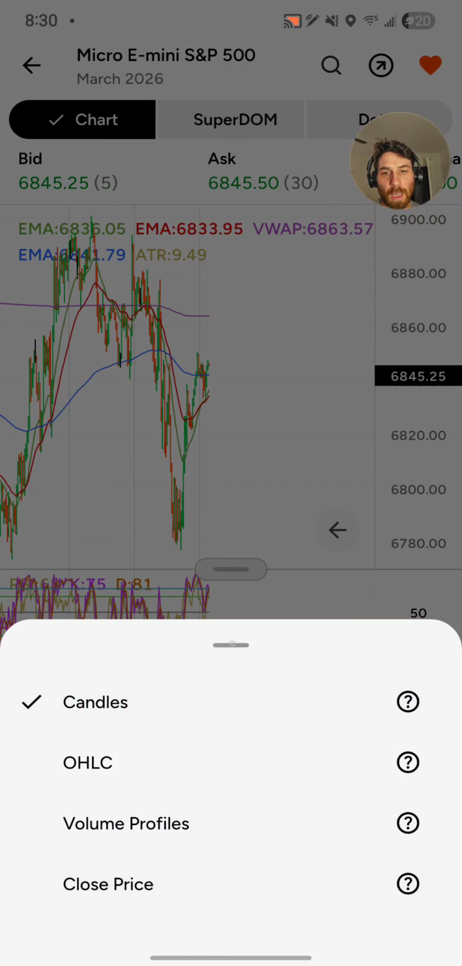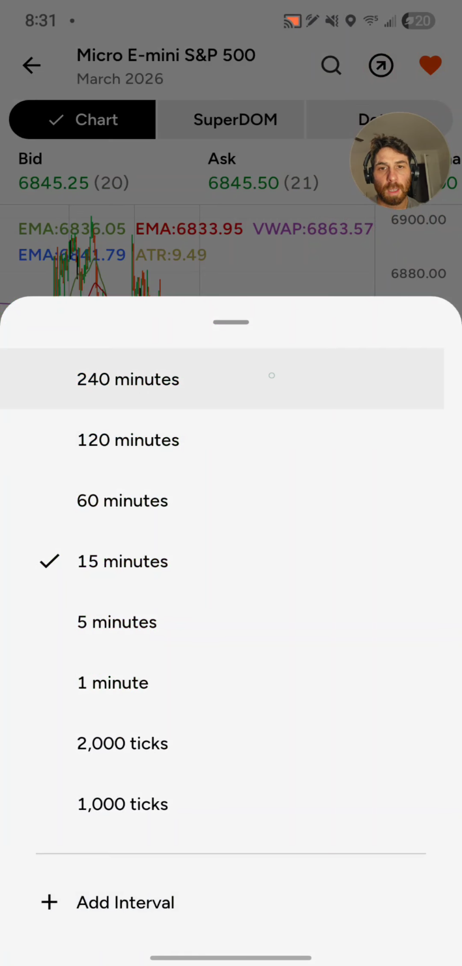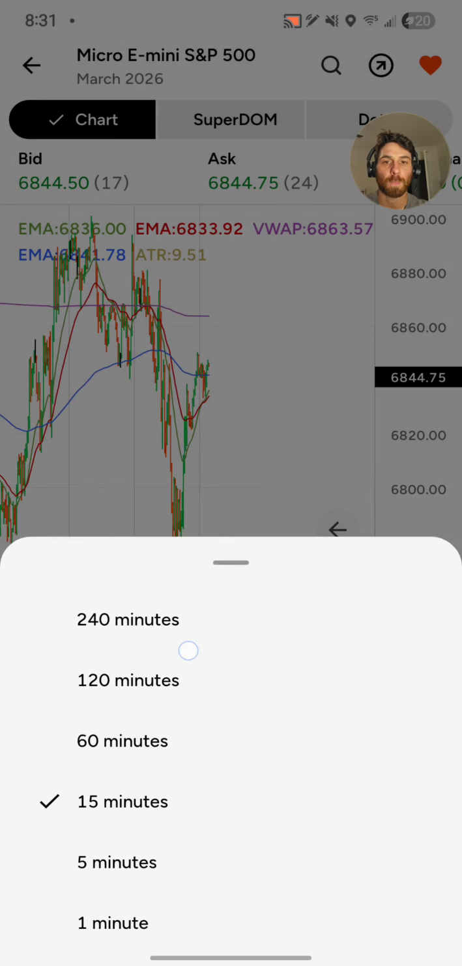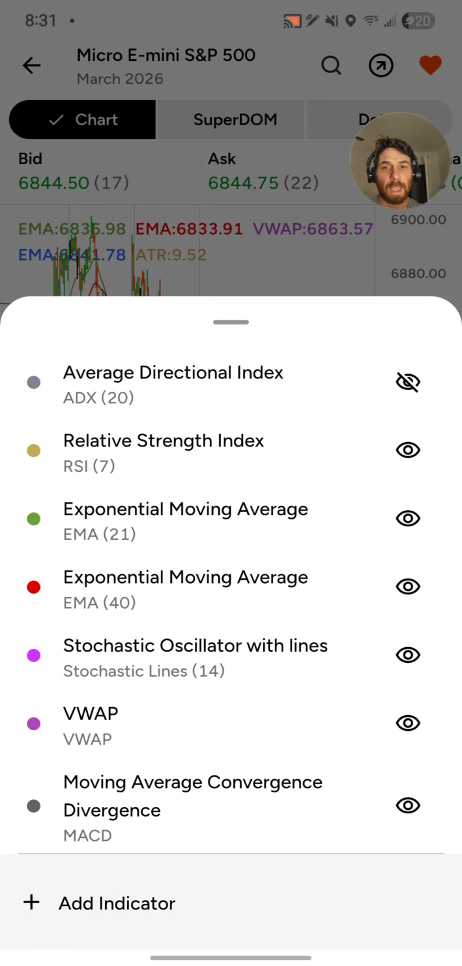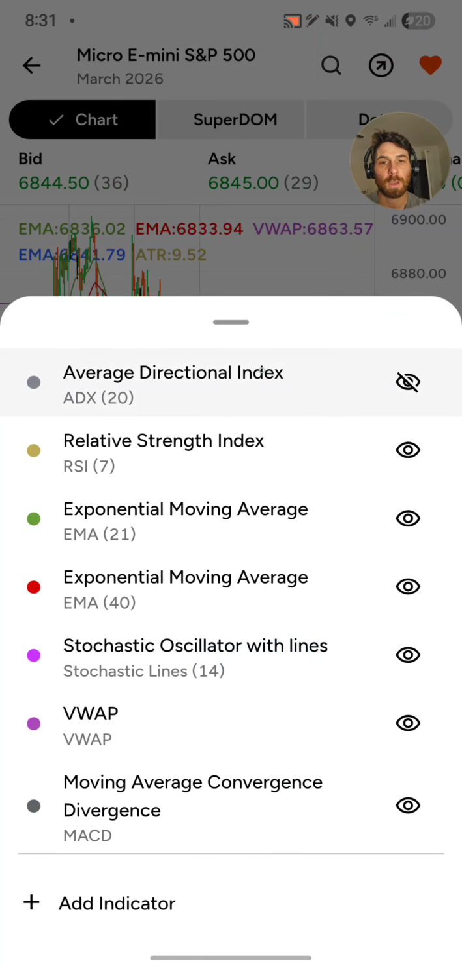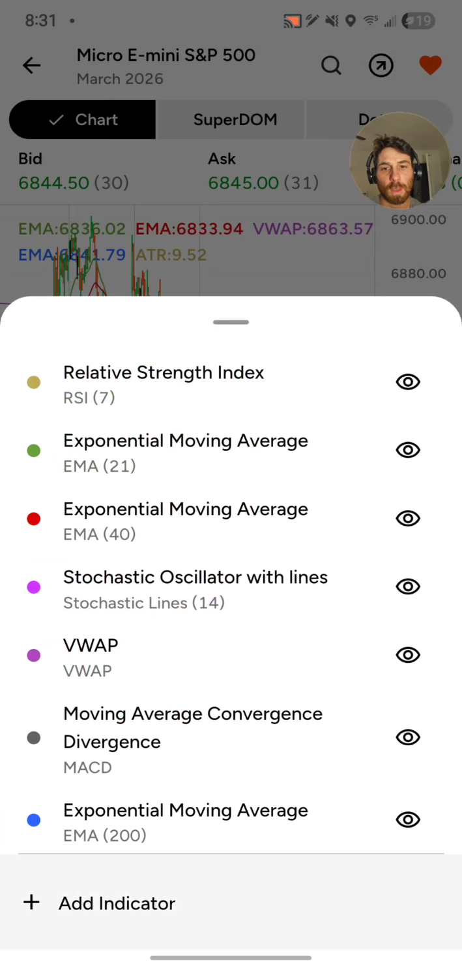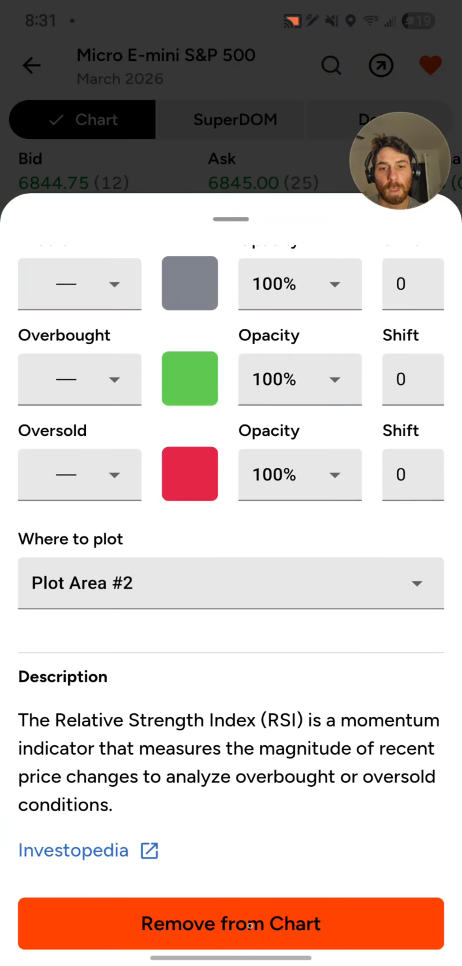I do like to use the candlesticks, and for the time periods, I usually just use 240 minutes, 120 minutes, 60 minutes, 15 minutes, 5 minutes, and 1 minute, and sometimes the 2000 ticks when I'm doing scalping. But let me take out all of these and we'll set these up in a way that works really well that you can copy if you like. So let me remove all of these.